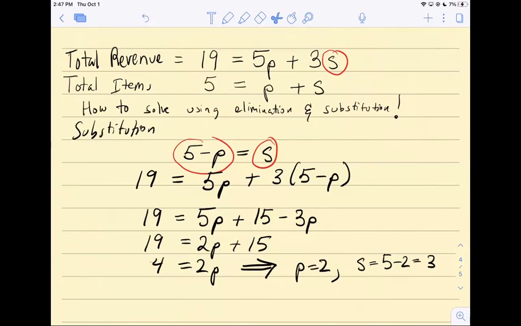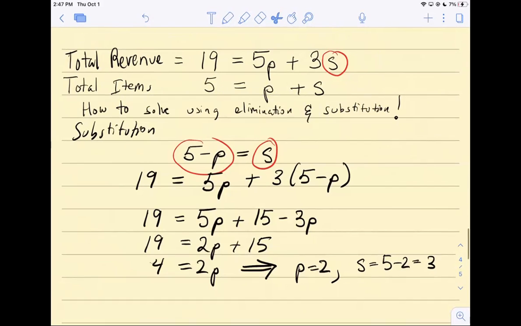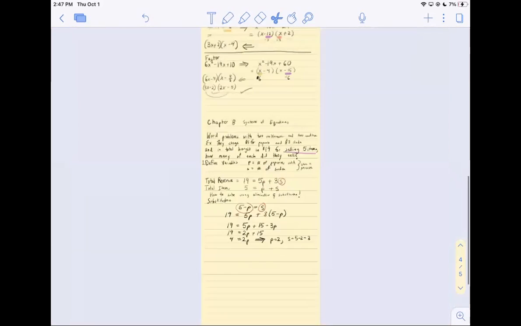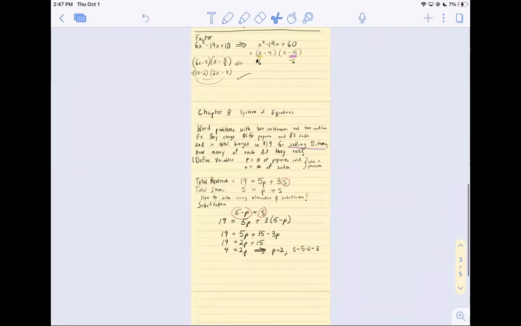I did elimination. Yeah, go for it, Lily. So I multiplied the second equation by -5 so I can eliminate the 5p from the first equation. Nice, really excellent. So you multiplied the second one by -5? Okay, so I'm going to write it here.